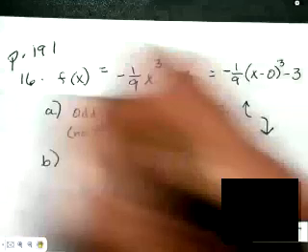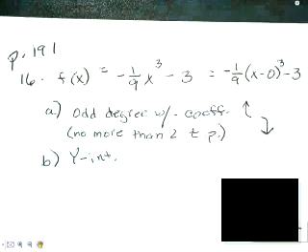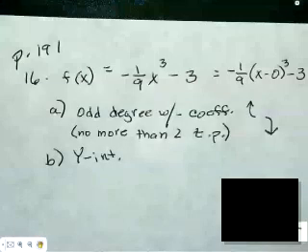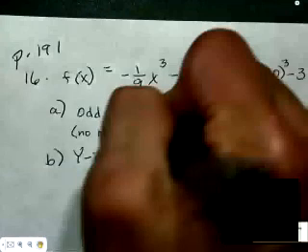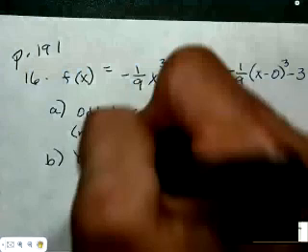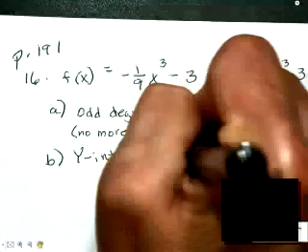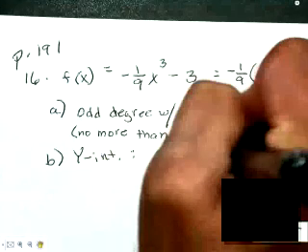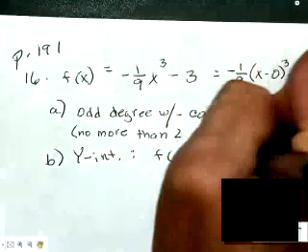The second thing I want you to give me is the y-intercept. How do you always find a y-intercept? Let x be 0. You let x be 0, you get y as negative 3.